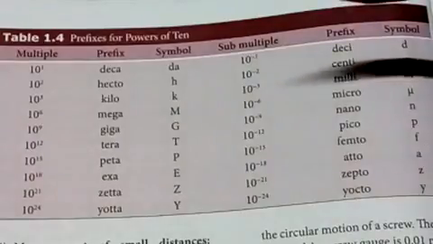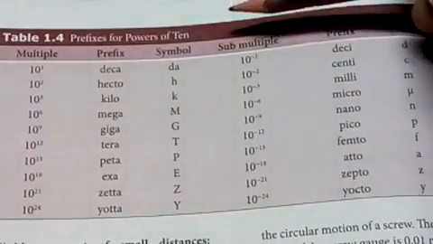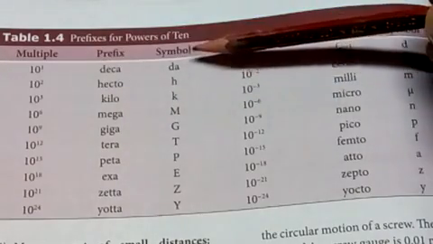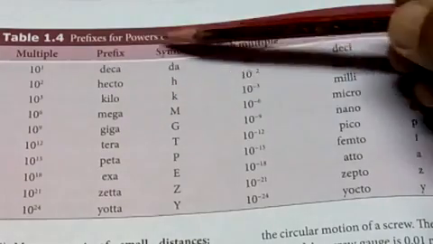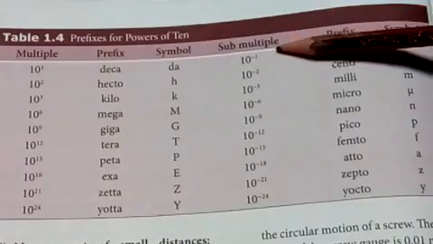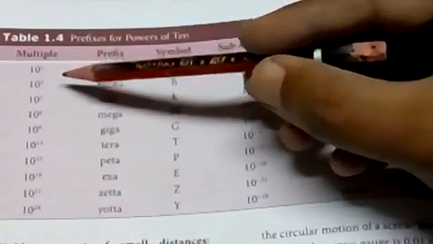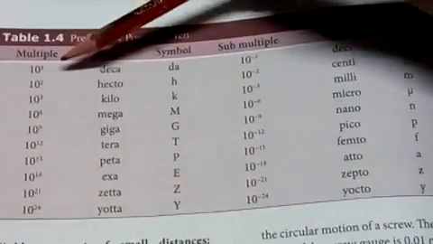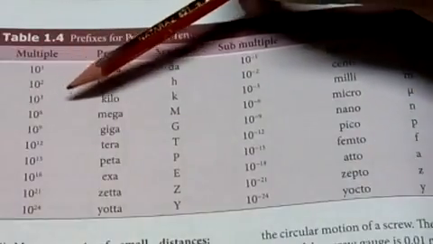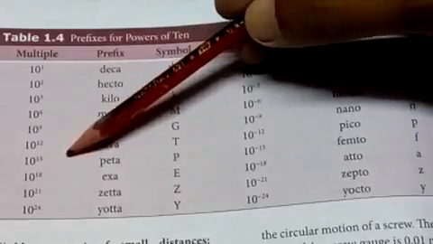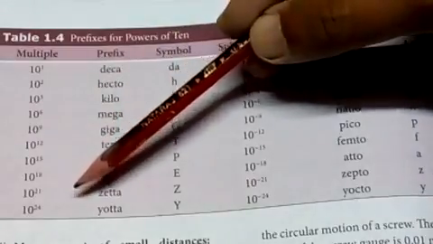Now let us study the different prefixes for powers of 10. First one, multiple, prefix and symbol. We'll first study the multiples, then we will go to the submultiples. Let's see the left side part now. For multiples, we have 10 power 1, 10 power 2, 10 power 3, 10 power 6, 10 power 9, 10 power 12, 10 power 15, 10 power 18, 10 power 21, 10 power 24.